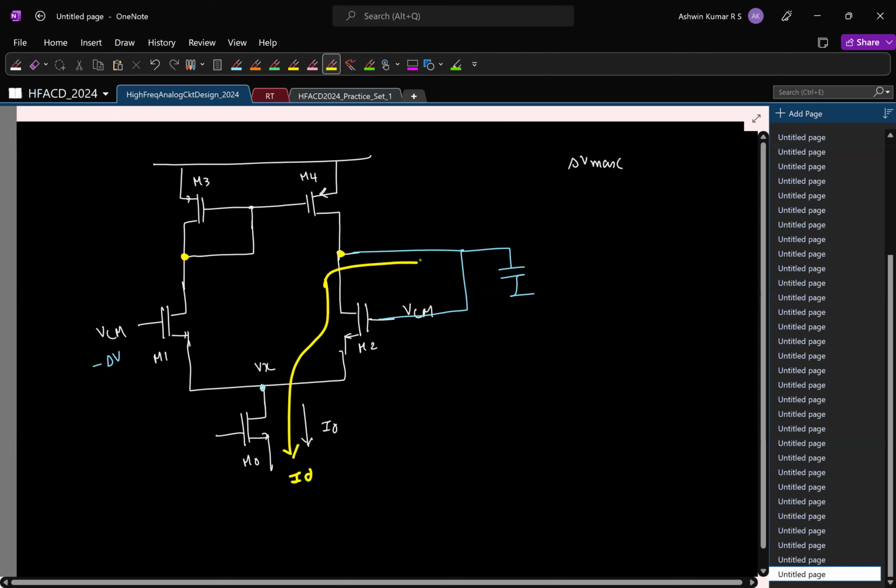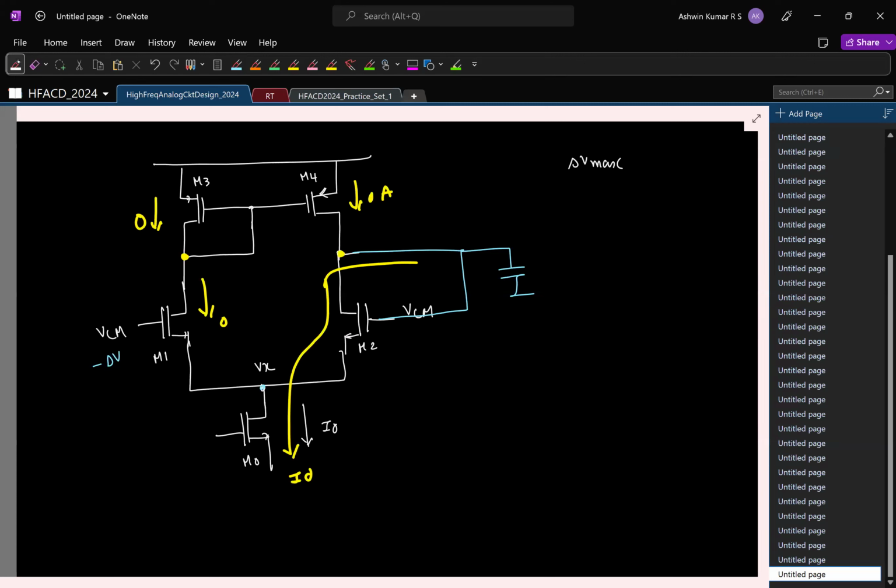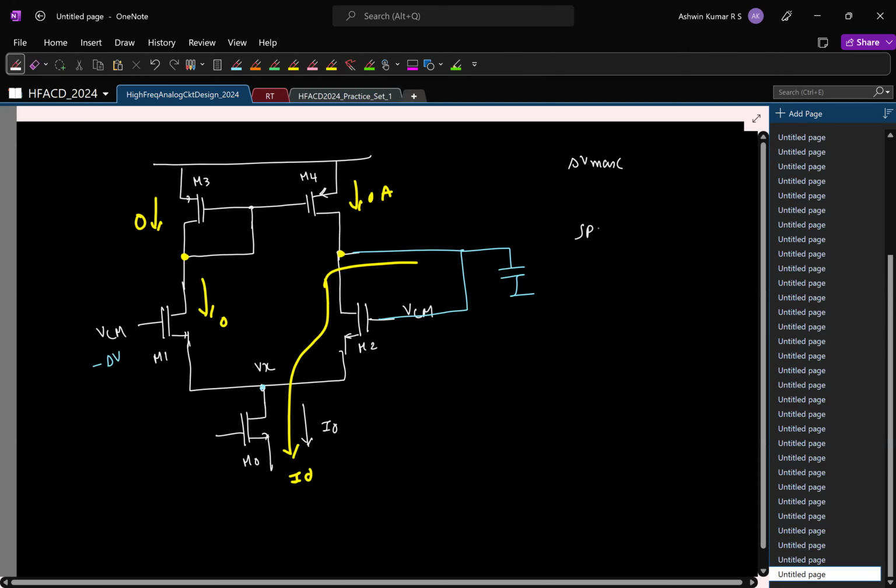Again, this current is 0, which means this current is 0. So what is the maximum rate at which the output drops down? It's the same I naught by CL. Earlier we were pushing in a current I naught. Now we are sinking a current of I naught. So the negative slew rate is also I naught by CL. In this case it turns out to be equal to the positive slew rate also.